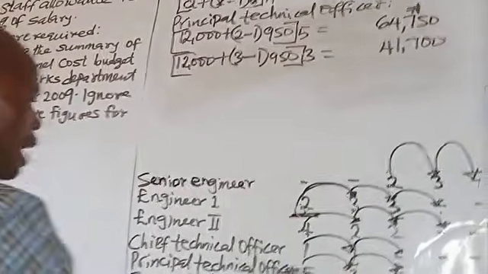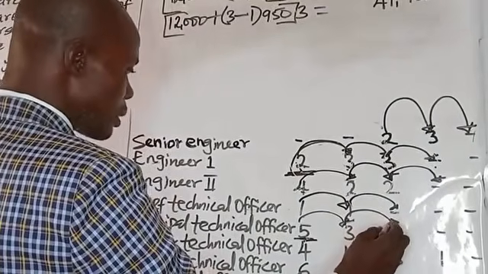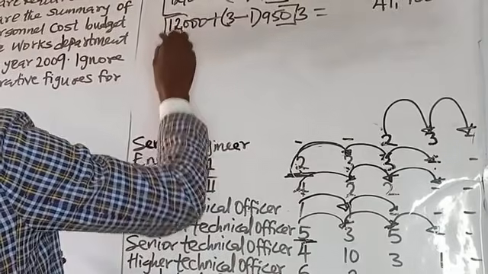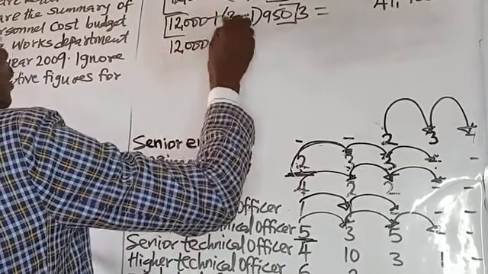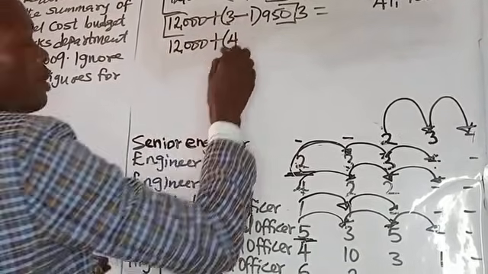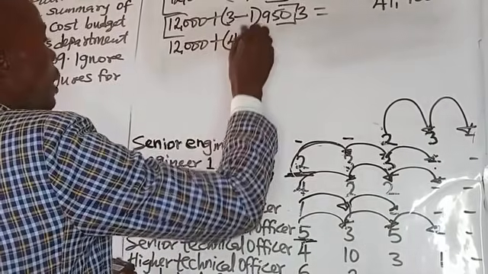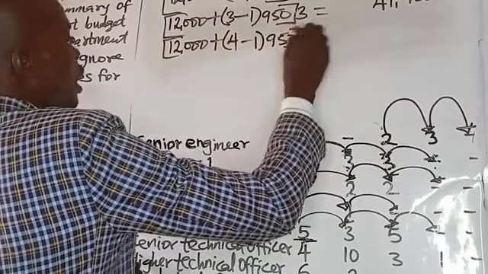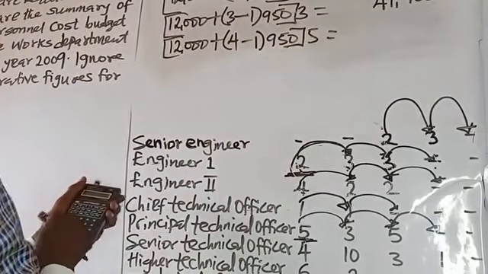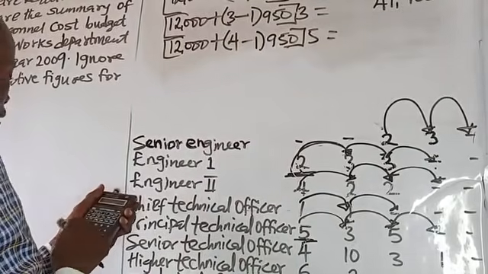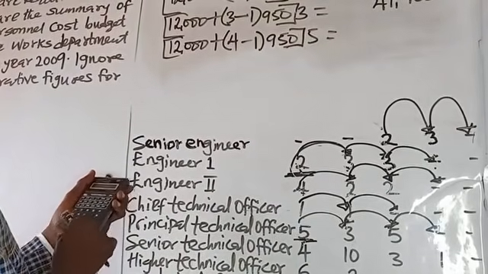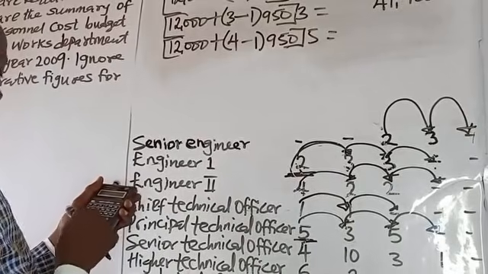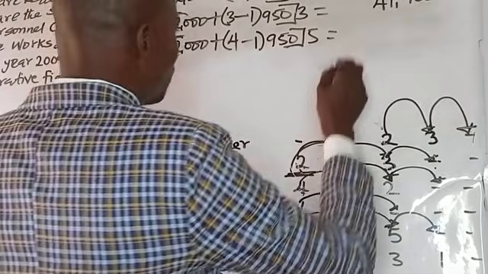Then we also have 5 employees in step 3 who will now be moving to step 4. 5, 12,000 plus step 4 minus 1 into 950. 5 employees. 4 minus 1, that is 3. 3 times 950. That is 2,850 plus 12,000. That is 14,850 times 5 employees. So we have 74,250.